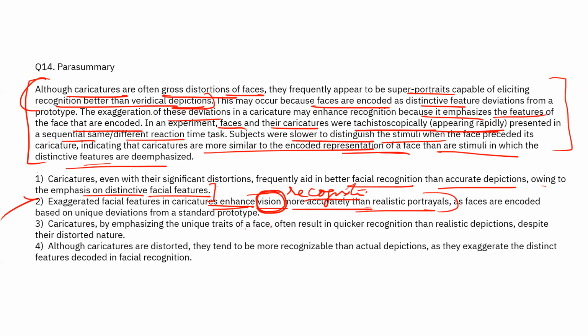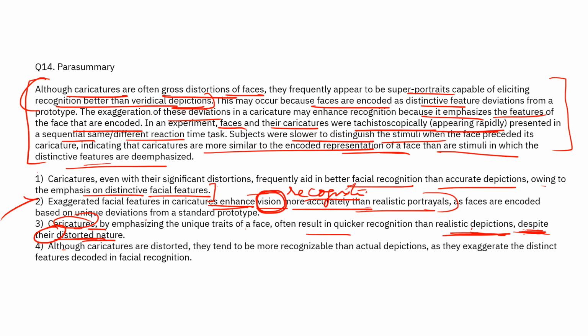Caricatures, by emphasizing the unique traits of a face, often result in quicker recognition than realistic depictions, despite their distorted nature. तो ये जो despite दिखा हुआ है, वो किसके लिए है? Distorted nature is of the realistic depictions or it is of the caricatures. So let's say this is a modifier, and if you want to modify caricatures, and you are placing this modifier at the end, which is next to the realistic depictions, so this is a very, very wrong sentence.